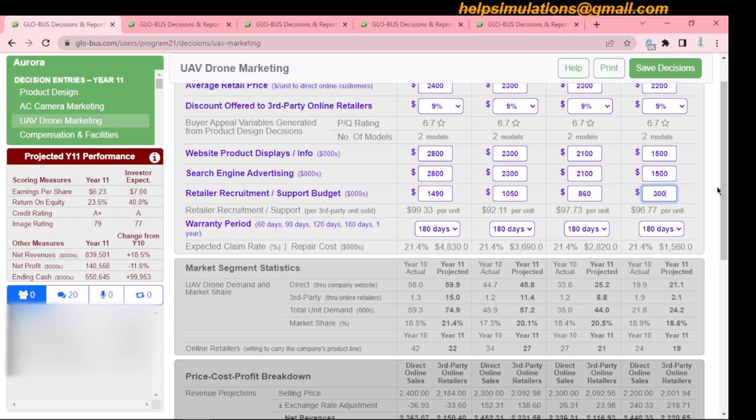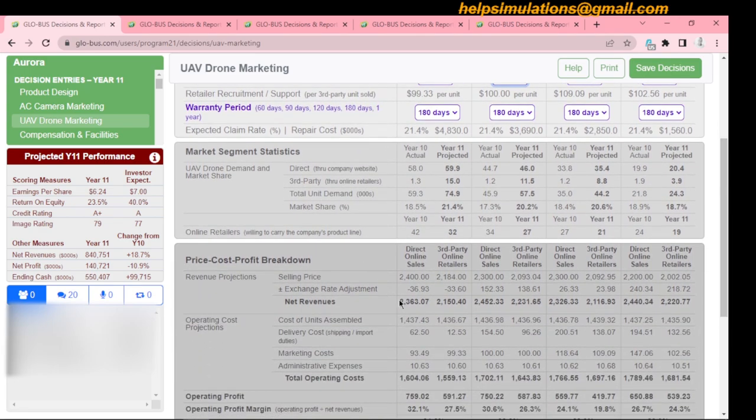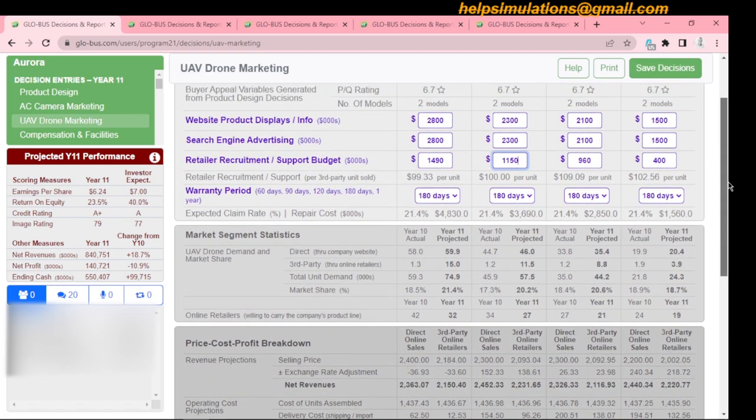And then about 300. So I think we are done with the retailer recruitment support budget. So search engine advertisement. Under the search engine advertisements, the number of online retailers willing to sell your product is always important. So online retailers here. Maybe we can increase this to about 3,200. We have an assumption that we're spending almost $1,000 for every online retailer. So we'll do the same here, about 32,000.